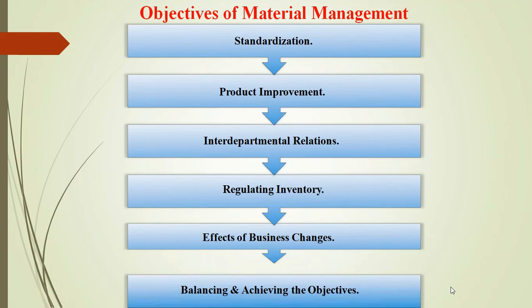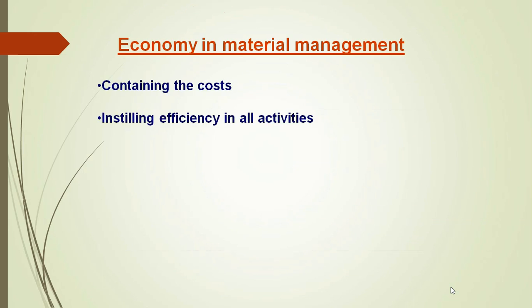The standardization, product improvement. The product improvement only can be done after an analysis. Proper research has to be made in order to identify the lacunas which have to be overcome. So product improvement is a cycle. Then interdepartmental relationship, then regular inventory, effects of business changes, balancing and achieving the objectives. The major concern is economy.